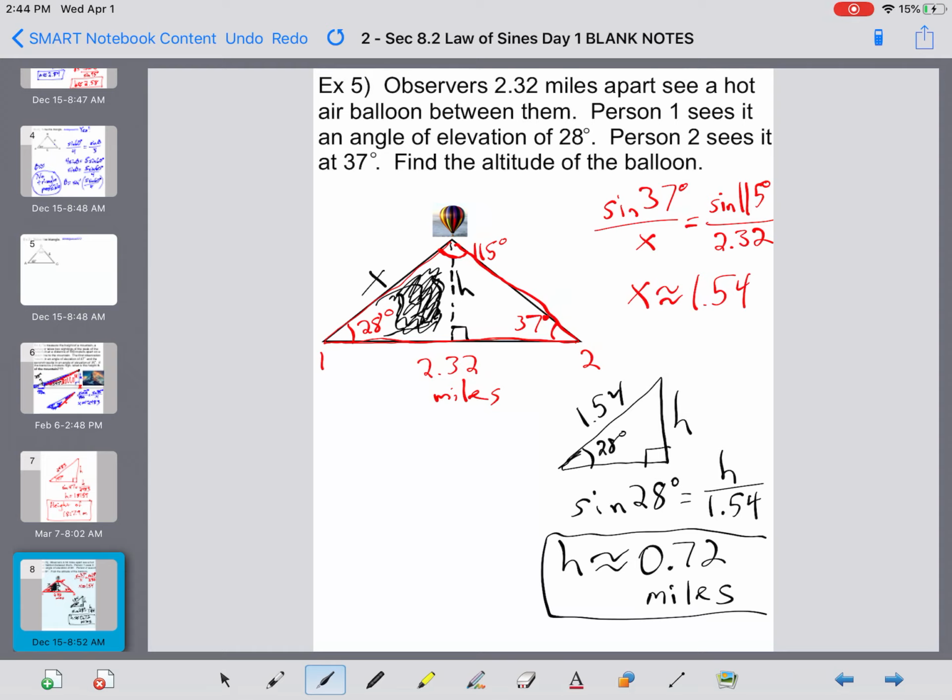All right. So those are two good applications of using law of sines. You can see a lot of times we have to use multiple techniques, law of sines, and then a sine, a cosine, tangent, something like that.